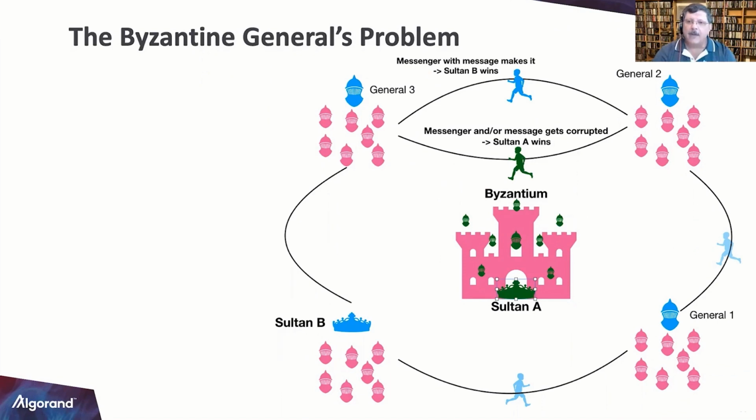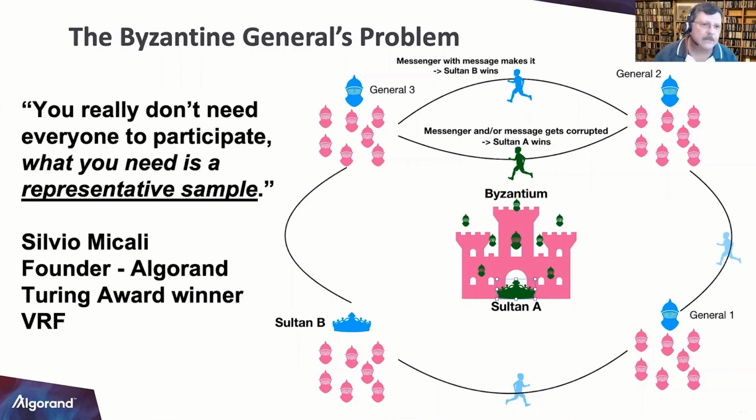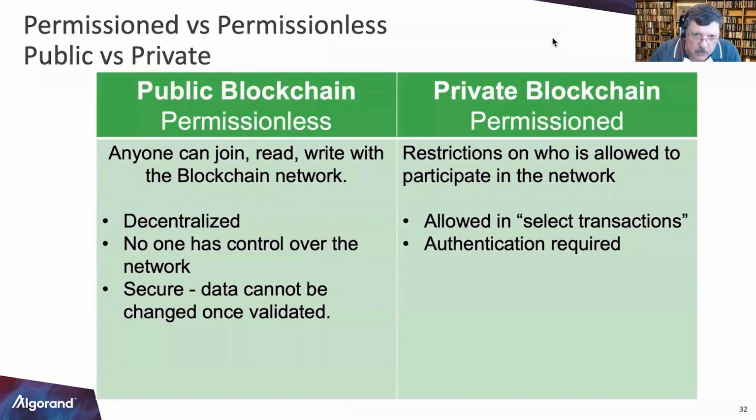A lot of times you have a quadratic effect on cost versus the number of folks in this agreement process. If you get to maybe 10 generals, you get 10 squared in the cost. But if you get to 1 million generals, then you get 1 million squared in the cost. And that's just phenomenal. So our founder, Silvio Micali, Turing Award winner, figured it out. You really don't need everyone to participate in the consensus. What you need is a representative sample. That's where the VRF comes in, the verifiable random function. All this is open sourced, by the way. The verifiable random function is open source, and our blockchain is open sourced as well.